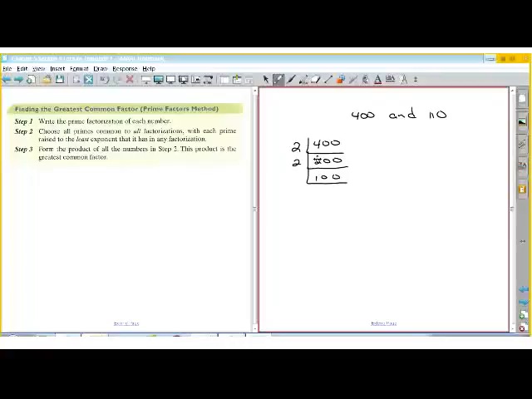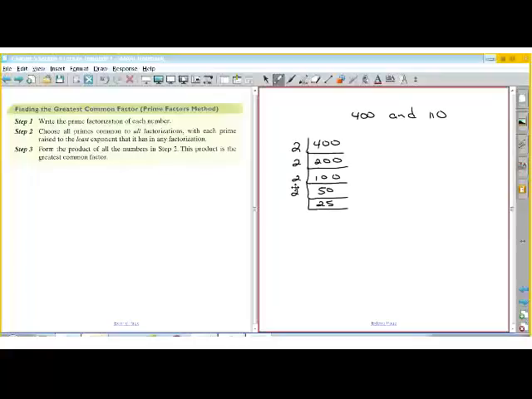So 400 divided by 2 is 200. That's still even, so I divide by 2 again. I get 100. I divide by 2 again, I get 50, and I divide by 2 again, and I get 25. So if I divide 400 by 8, 2 times 2, well, actually it's more than 8, it's 16.